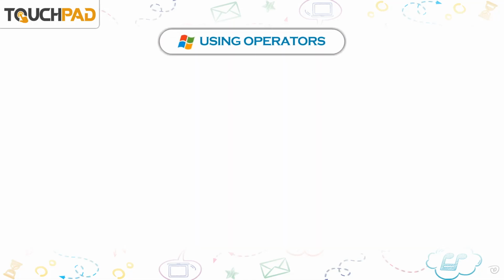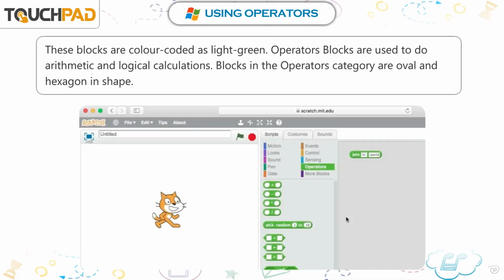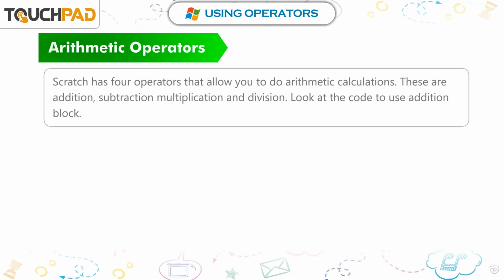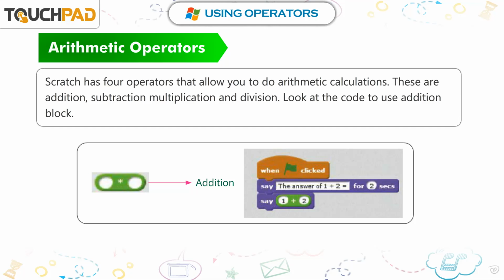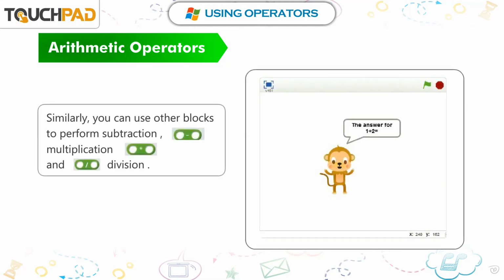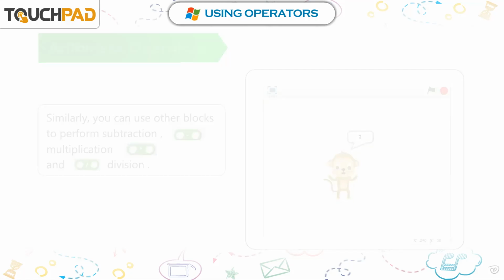Using operators. These blocks are color-coded as light green. Operators blocks are used to do arithmetic and logical calculations. Blocks in the operators category are oval and hexagon in shape. Arithmetic operators. Scratch has 4 operators that allow you to do arithmetic calculations. These are addition, subtraction, multiplication, and division. Look at the code to use addition block. Similarly, you can use other blocks to perform subtraction, multiplication, and division.